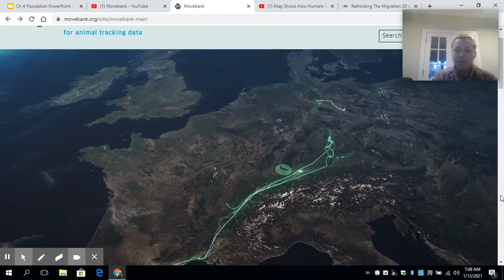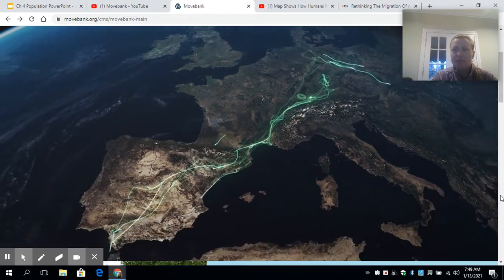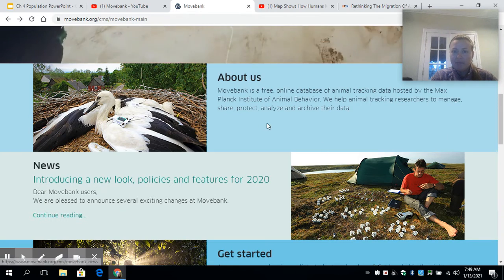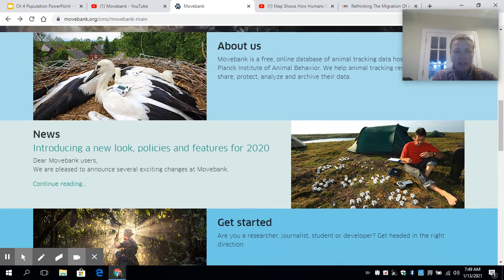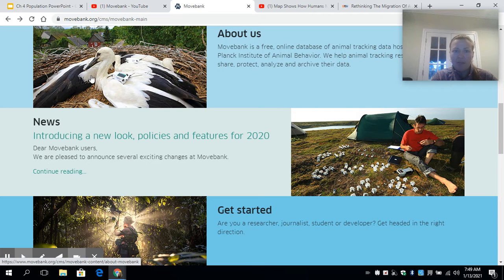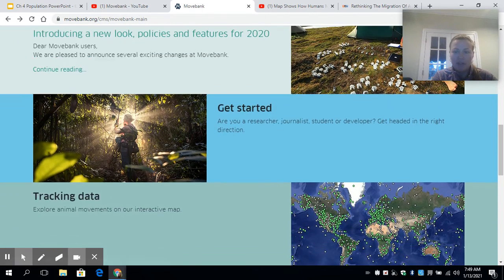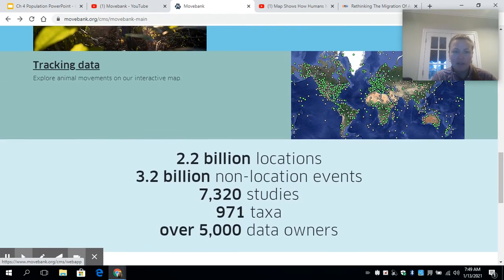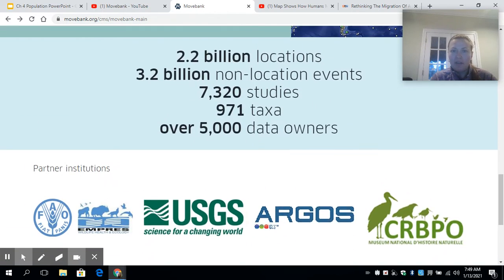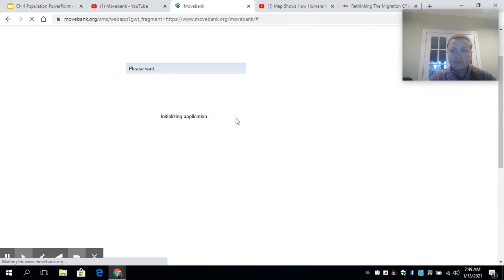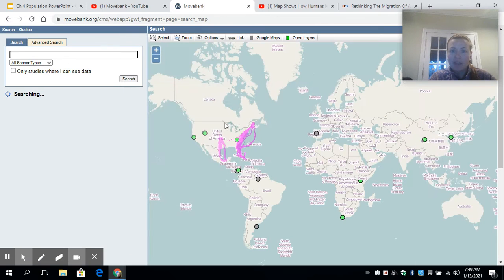And when you come down here, you can see what their data is. So it's this database, and this is the crane that they were talking about that makes that huge migration up into Europe and down into Africa. And you can click around and see how they do their tracking data. This is a true scientific website that scientists would actually use.